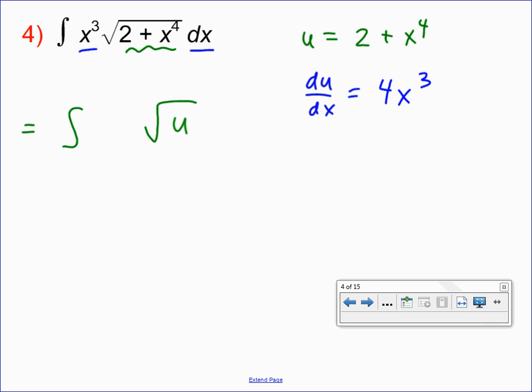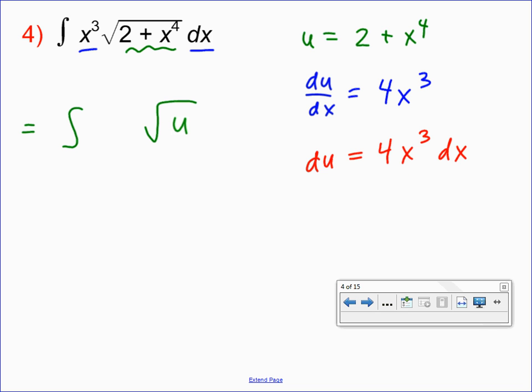Multiplying over the dx to see how du and dx relate, I get du equals 4x cubed dx. And then which part did I need to complete my substitution? Well, I just needed the x cubed dx. Does everybody see that? I just needed to know what goes in for the blue underlined x cubed dx.